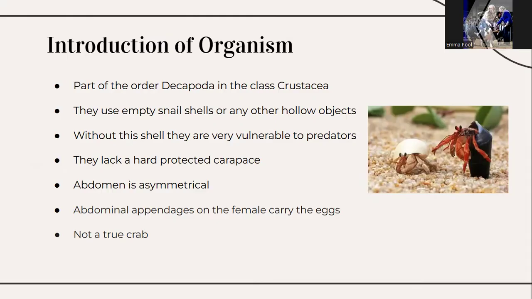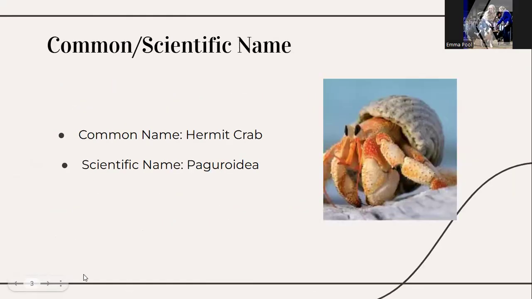And then the abdomen is asymmetrical, meaning that if you cut it down the middle, the sides won't look the same. And then the abdominal appendages on the female carry the eggs, and they are also not a true crab. The common name is obviously hermit crab. Then the scientific name is Pagurita.